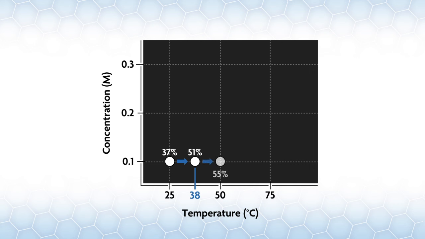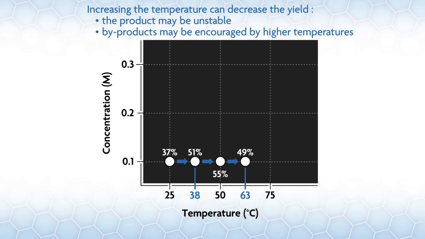Increasing the temperature again to 50 degrees, you find that you get 55% yield, still improving. Going up to 63 degrees C, you find that the yield goes down. Increasing the temperature in real chemical systems can decrease the yield for a variety of reasons. For example, the product may be unstable or byproducts may be encouraged by higher temperatures. But you aren't sure if that result is real.